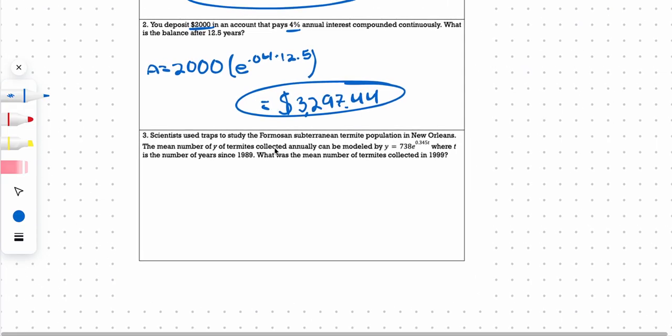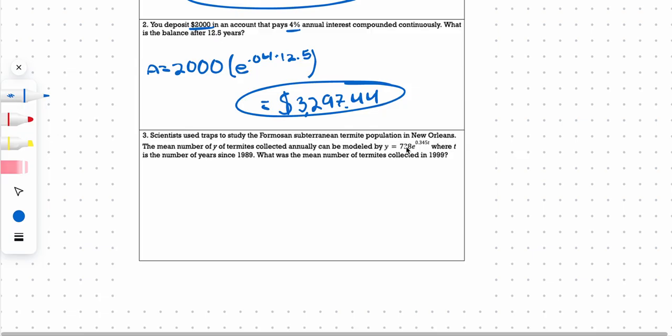Now we're on to the last problem. Scientists use traps to study the Formosan subterranean termite population in New Orleans. The mean number Y of termites collected annually can be modeled by Y equals 738 times E to the 0.345 times T power, where T is the number of years since 1989. So we're asked to find what is the mean number of termites collected in 1999.